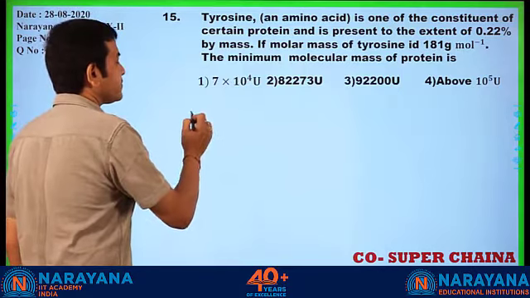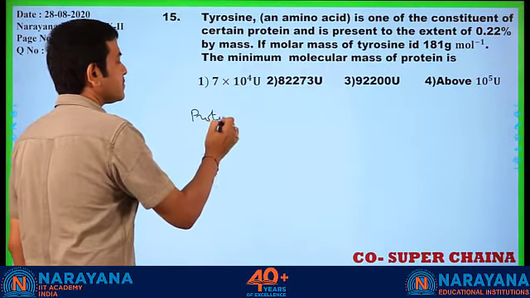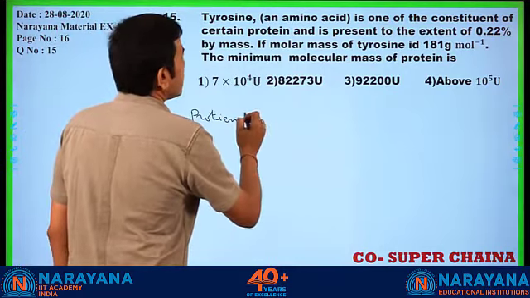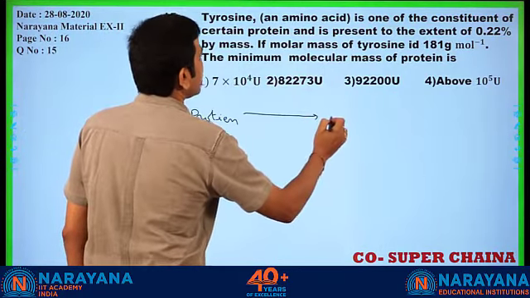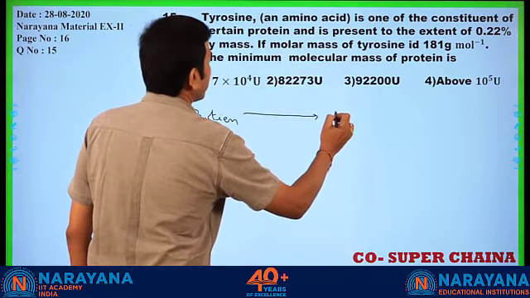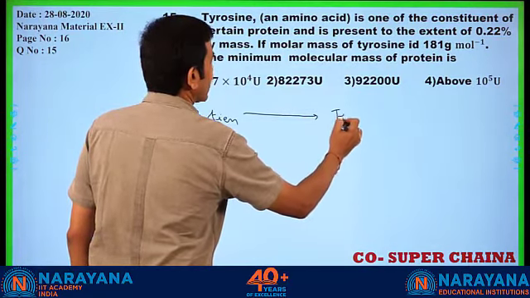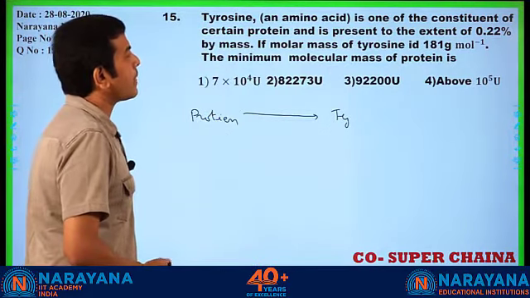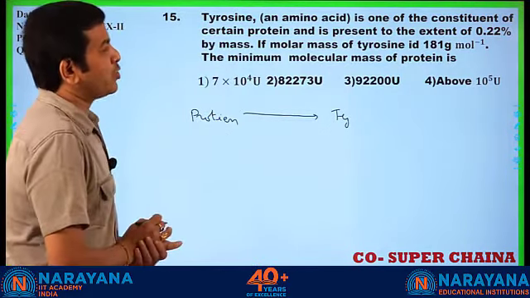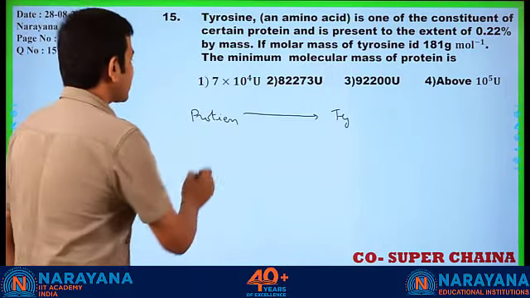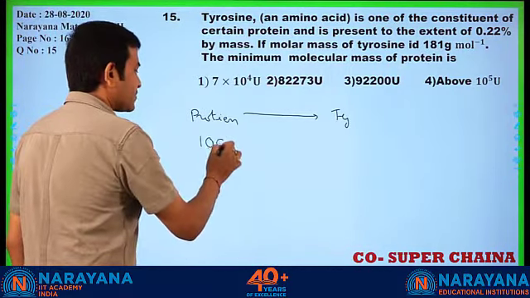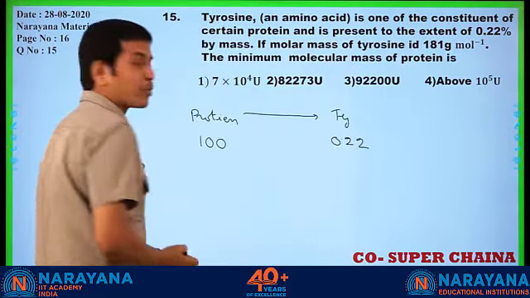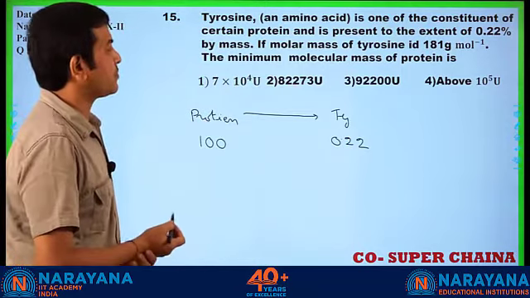Here the protein is made with the amino acid tyrosine. It is present at 0.22%, which means 100 grams of protein contains 0.22 grams of tyrosine.